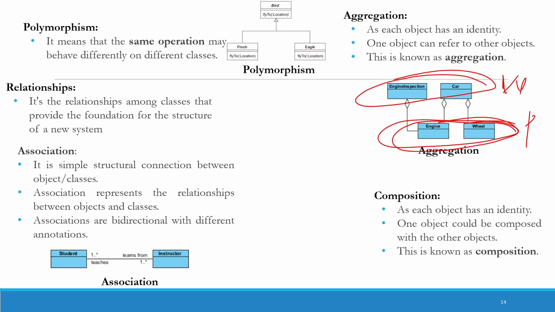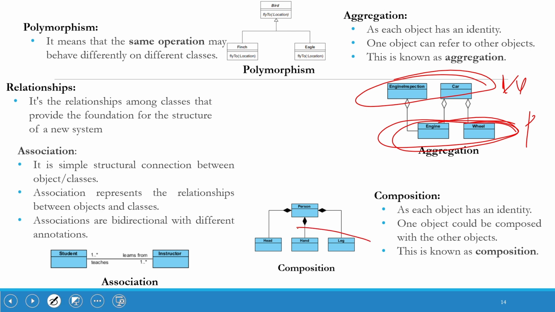Hand, leg, and head are composed with a person. If we segregate these parts from the person, they no longer have their own properties and character. Maybe they will not exist anymore, or maybe they will change into other objects.